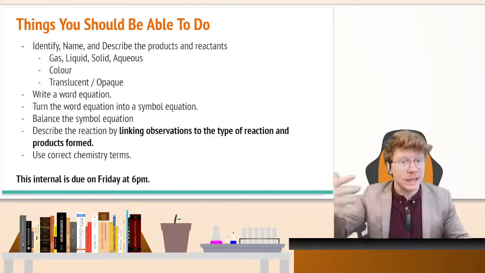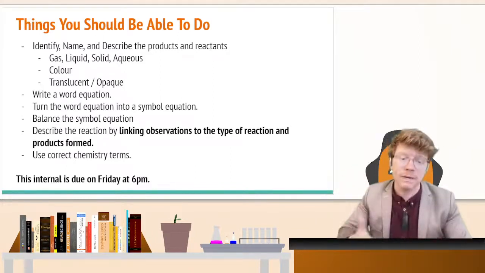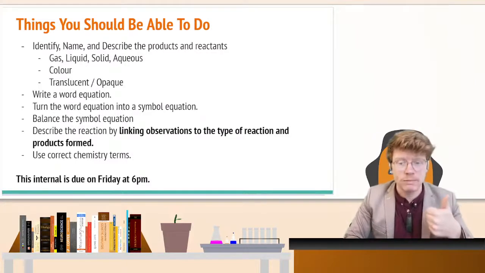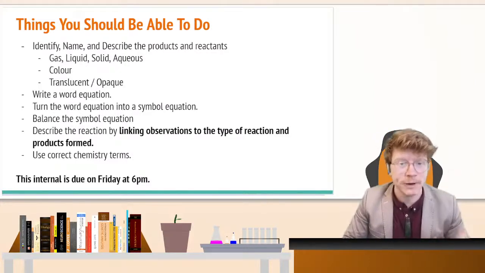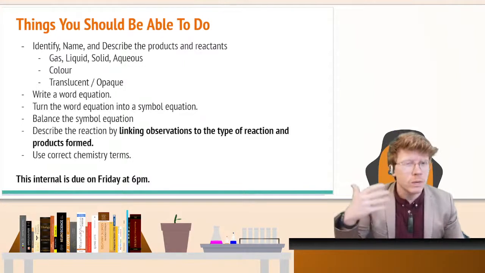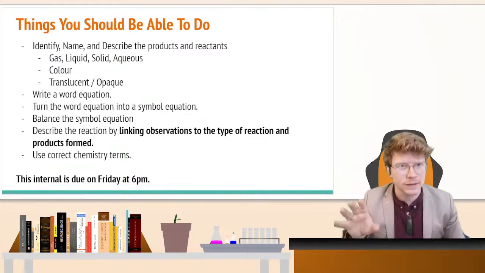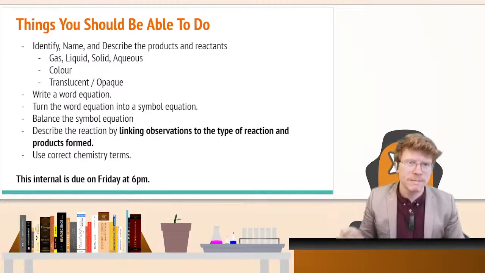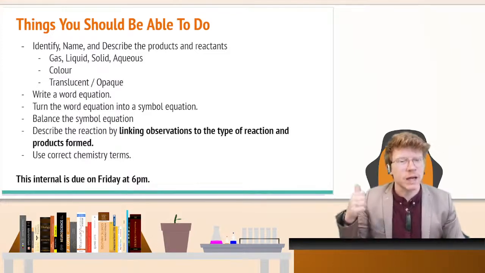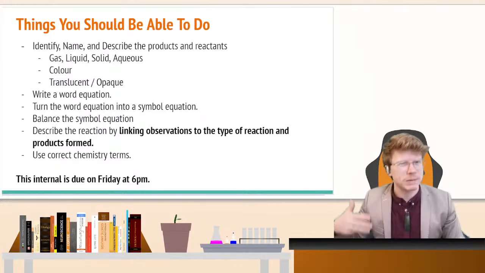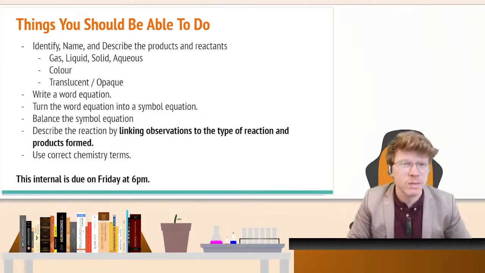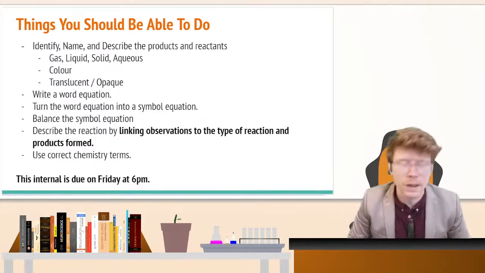The last thing is you need to link your observations to the type of reaction and to the products that you make, right? So just step it through using all the stuff that we've just gone through. Lastly, ensure you use correct chemistry terms. We've been using a whole bunch of them here, but we're looking for words like translucent, soluble, precipitate, all the nice long chemistry words. We want you to show off your knowledge, okay?